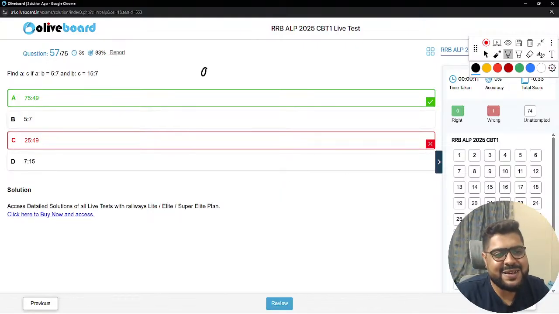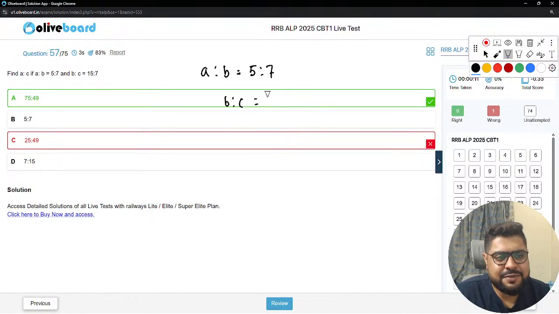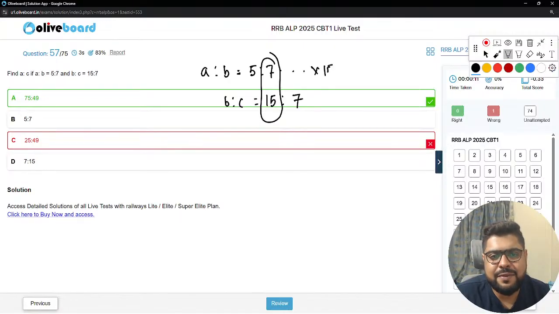A ratio B is equal to 5:7. The answer is already visible, but let's solve it. And B ratio C is 15:7. Now remember, I need to equate these two. Both have B, and 7 is a prime number. So you multiply the first ratio by 15 and the second ratio by 7. That is how you equate them.